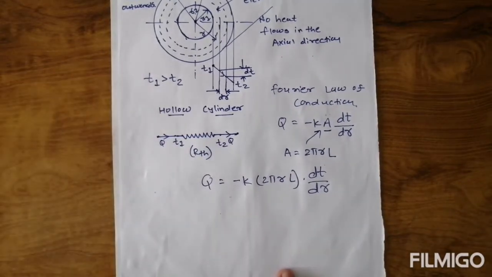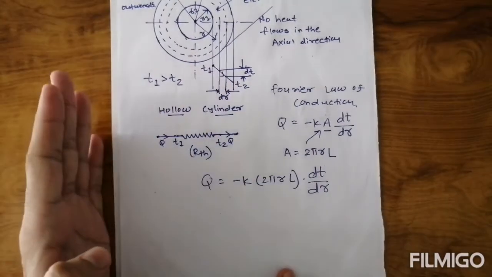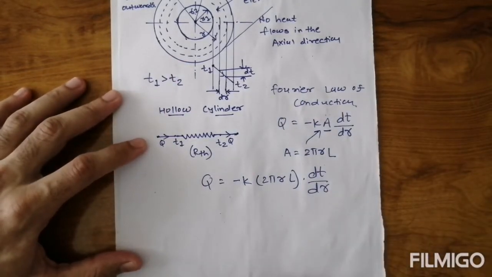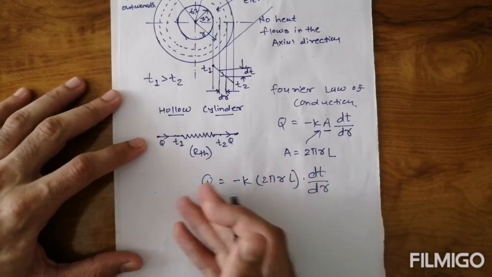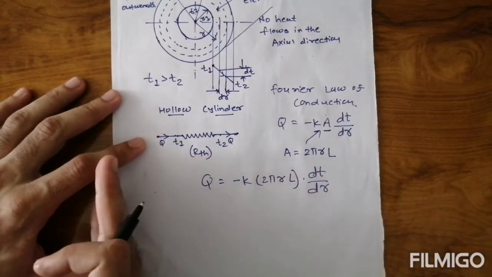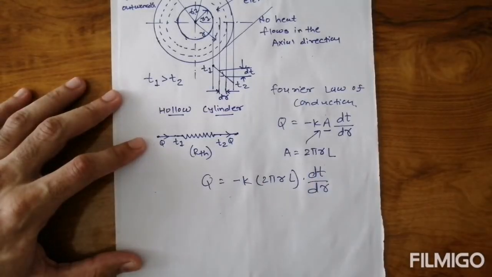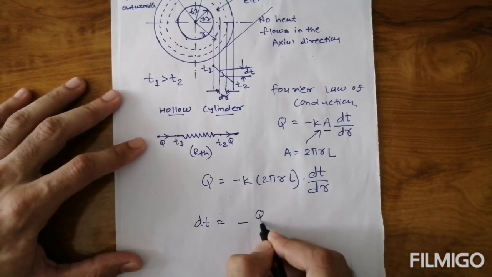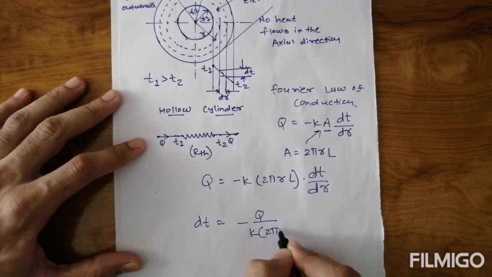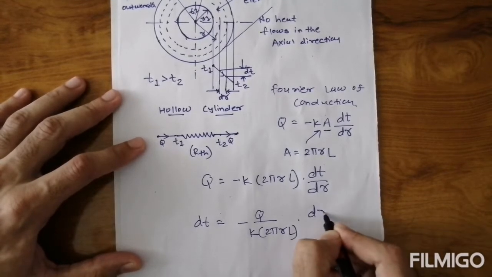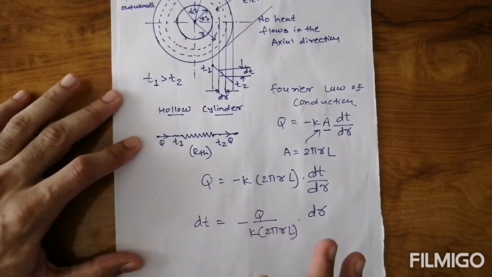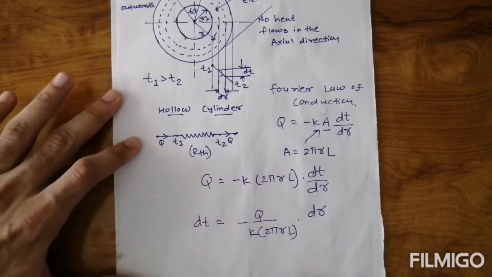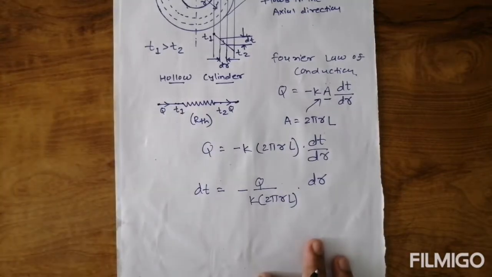Now we consider the dt term on one side and the dr term on the other side. From that equation, the whole dt term goes on one side and the dr term on the right side. So dt is equal to minus Q by K 2 pi r L into dr. Just interchanging, one side is the dt term and the other side is the dr term.